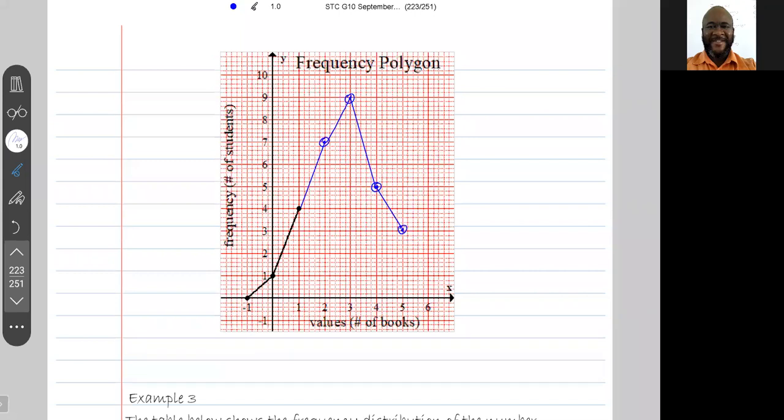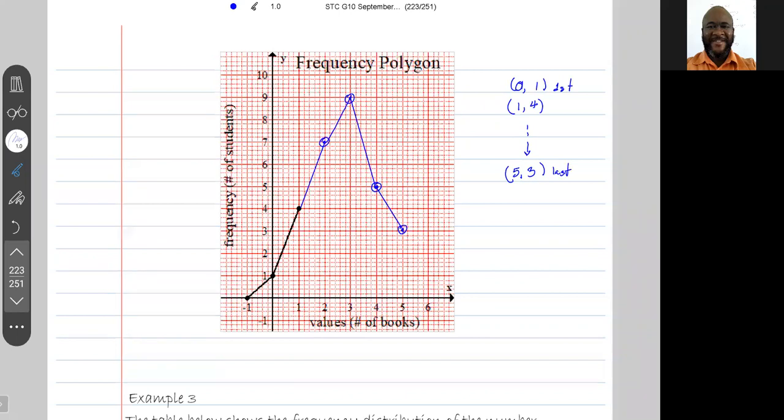Now, lastly, guys, the frequency polygon must start and end on the horizontal axis. Look here. The first point was 0, 1. Then 1, 4. And this goes down to the very last point, which is 5, 3. These are the points to plot. This was the first, and this is the last.